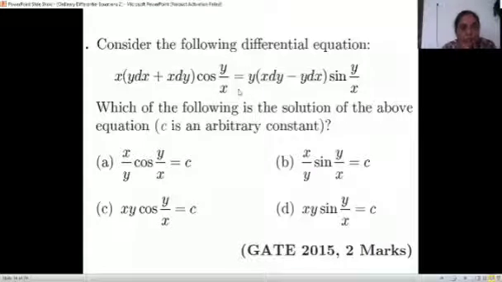How to solve such differential equations? As there is a term y by x, we cannot remove this term y by x. We have to deal with that. So we should have the derivative of that y by x. So what is the derivative of y by x? It is x dy minus y dx upon x square.